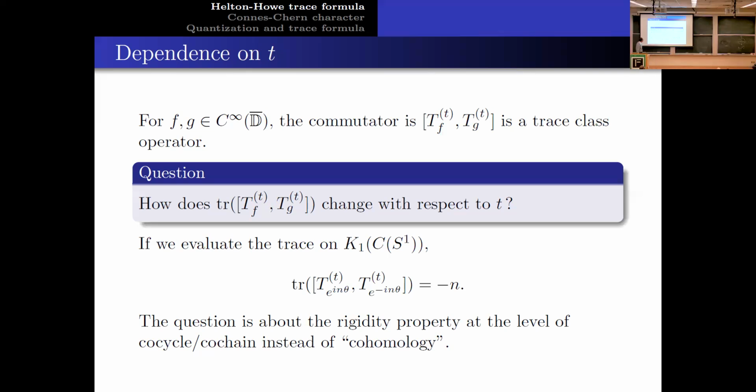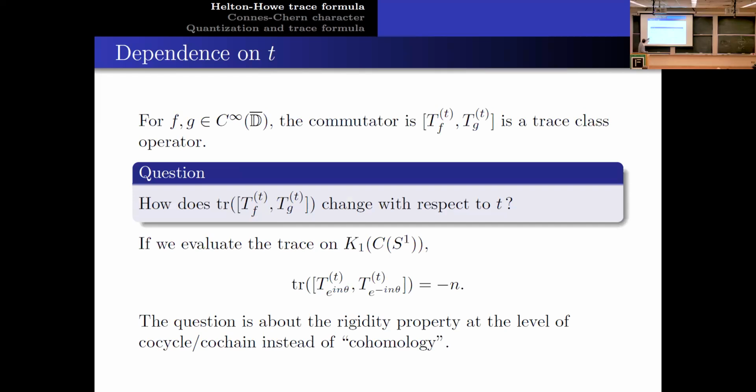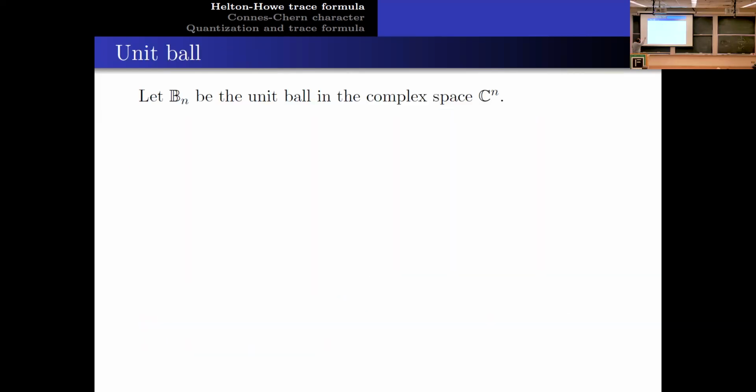Okay, so that's the question on the unit disk, the trace formula. Such a study was extended to the ball in the 70s too, by Helton-Howe. Now you can think about it: we have a pair of operators, but when we have higher dimensions, we're going to have many operators involved. So that's the geometry we need to work with: we have C^n and then the unit ball inside C^n.